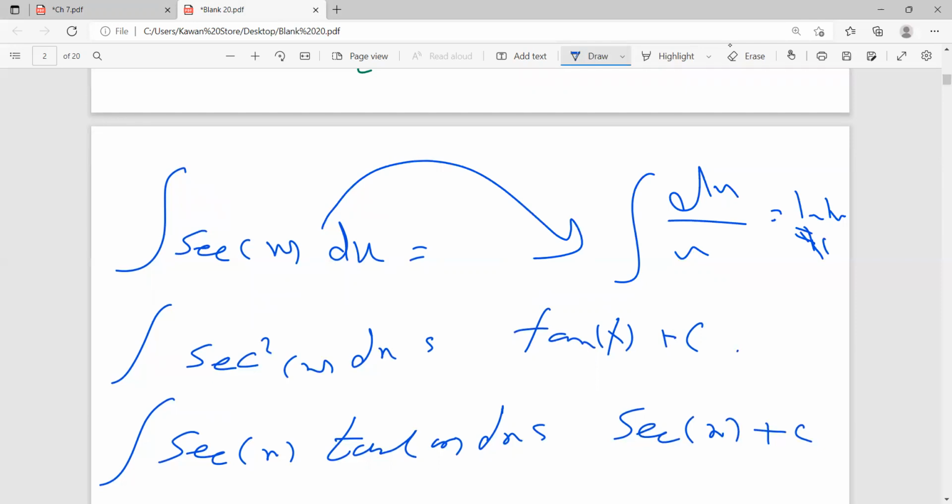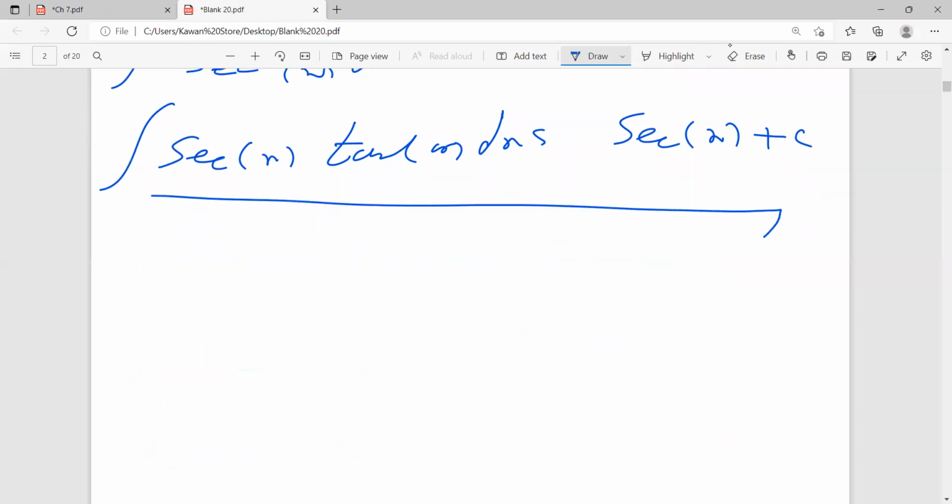ln of u plus c. What's the relation between them? Why did we mention it here? That's the question. Understood, dear? Hello? Good. So how do we solve this one? How do we solve it?